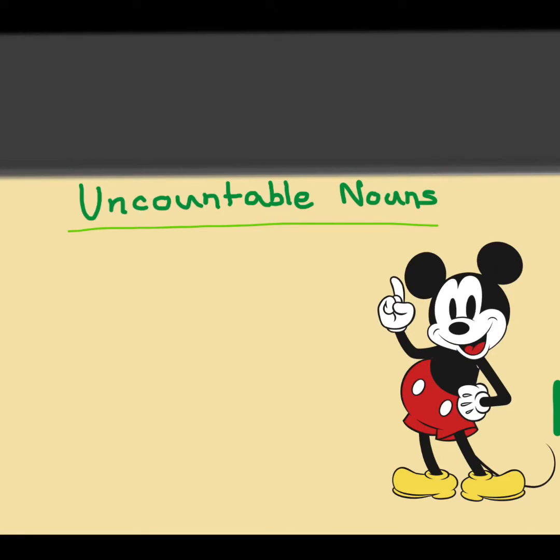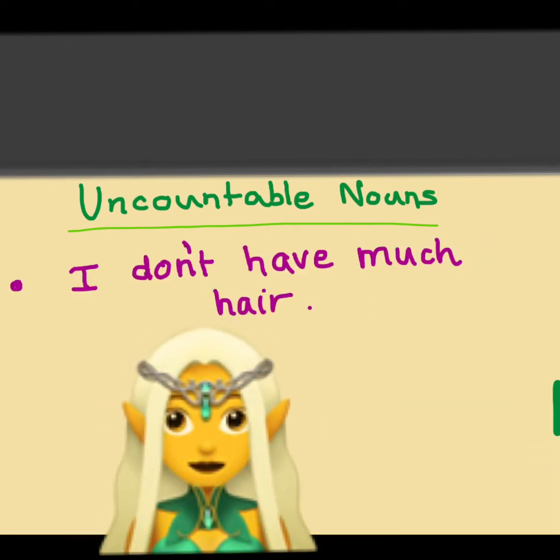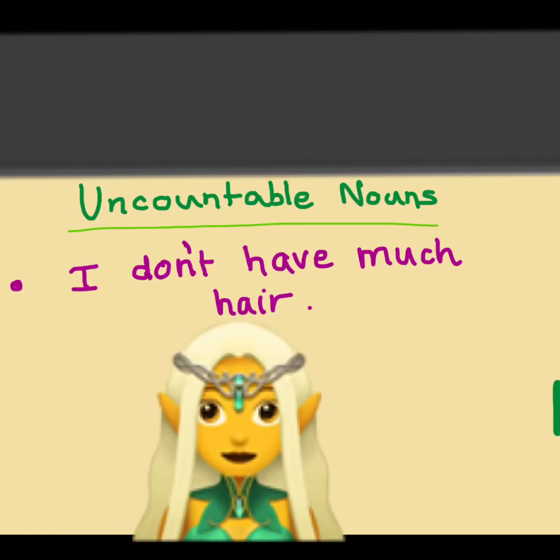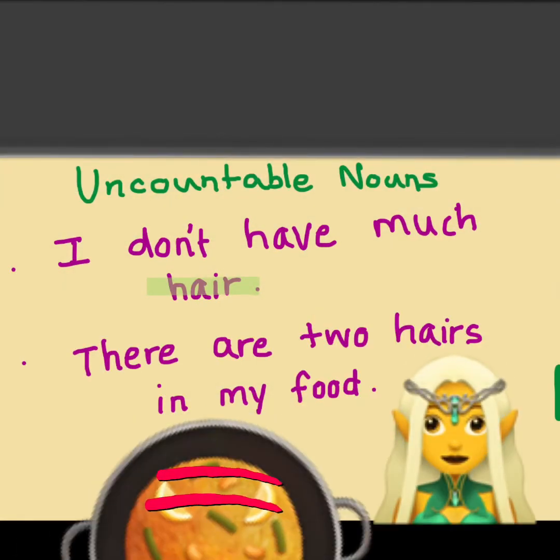Before I end, I want to keep you informed about a tricky word which is often confused: hair. The word hair comes under uncountable nouns, and it is always used in the singular form. Look at this sentence: I don't have much hair. But when we refer to individual hair strands, then you say hairs. For example, there are 2 hairs in my food. So here we use 2 hairs.